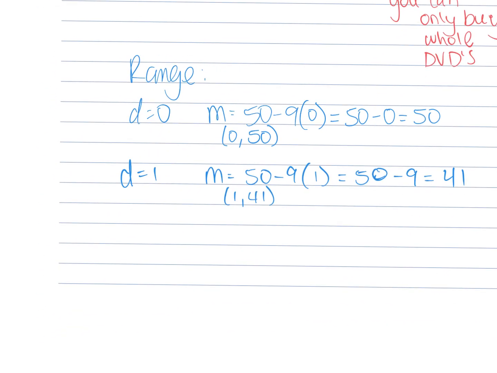Okay. What about D equals 2? I would get M equals 50 minus 9 times 2. What's 9 times 2, people? So it's 50 minus 18, which gives me 32. So what's my third point? 2 comma 32. D equals 3.